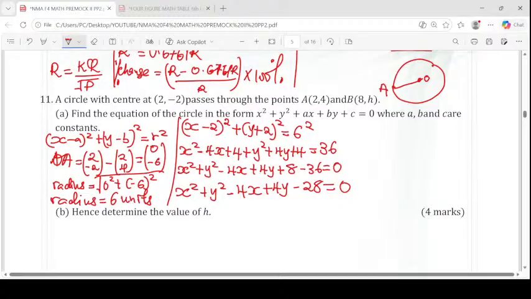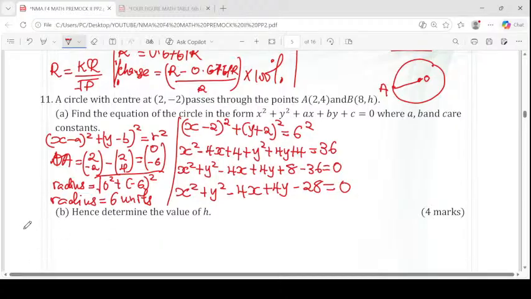That is the equation of our circle, ladies and gentlemen. That is the equation of our circle. Minus 28 is equal to 0. Remember to leave your answer exactly in the form in which the question stated.